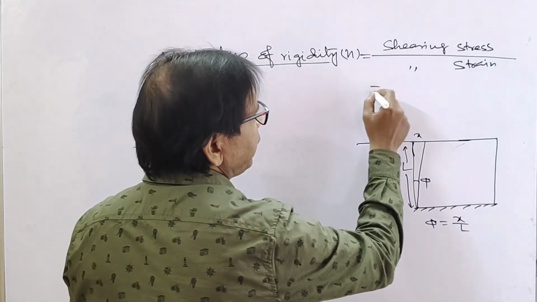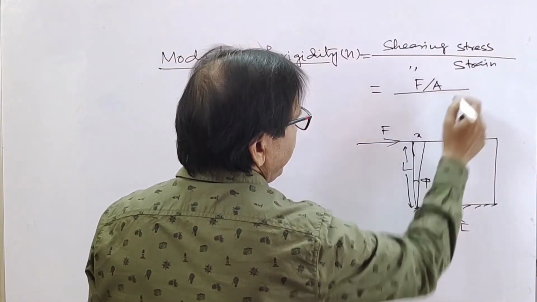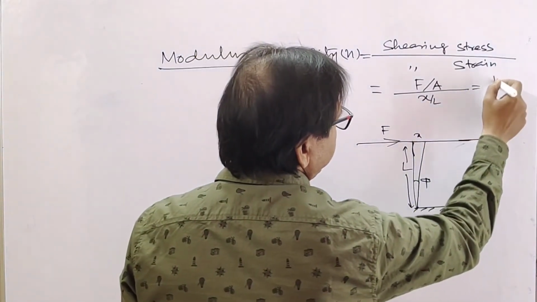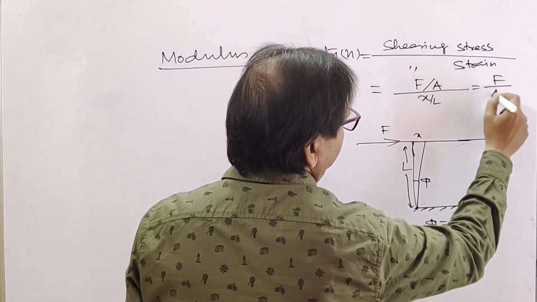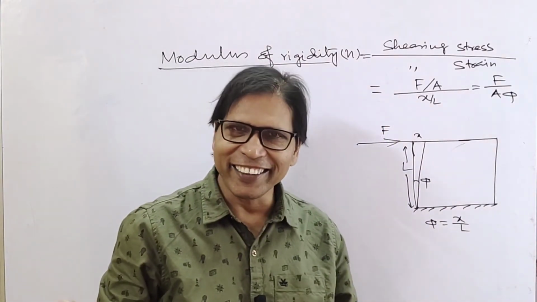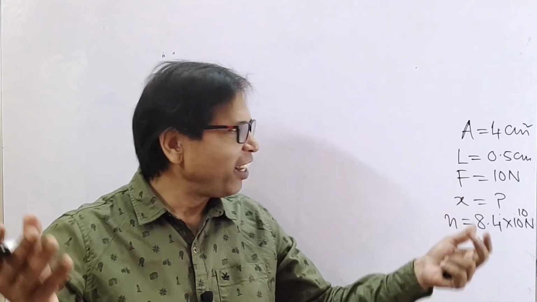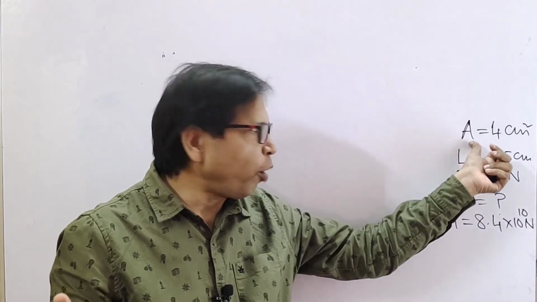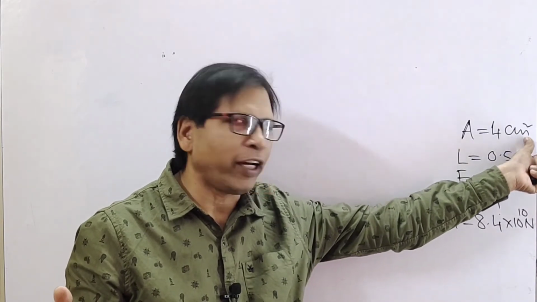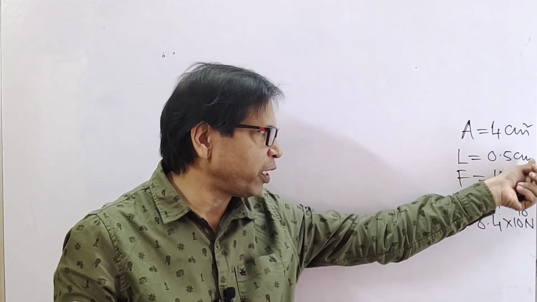So here shearing stress becomes applied force by area of cross section, and strain becomes x by L. So F divided by A phi is the modulus of rigidity. Okay, understood? Now a numerical of N. A steel plate of area 4 centimeter square and edge 0.5 centimeter.